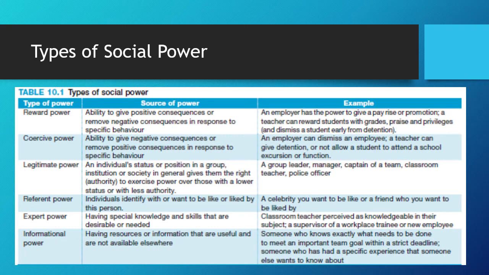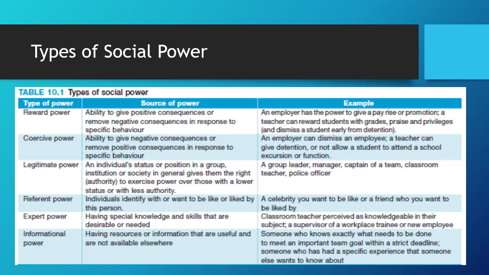Referent power, these are the people that you want to identify with or be liked by. So essentially it would be celebrities and things like that. Expert power is that you have special knowledge and skills that are desirable or needed. So once again, teachers, but it could be somebody who has a lot of authority, or they're the trainer, whatever. So, for example, you could have a personal trainer.